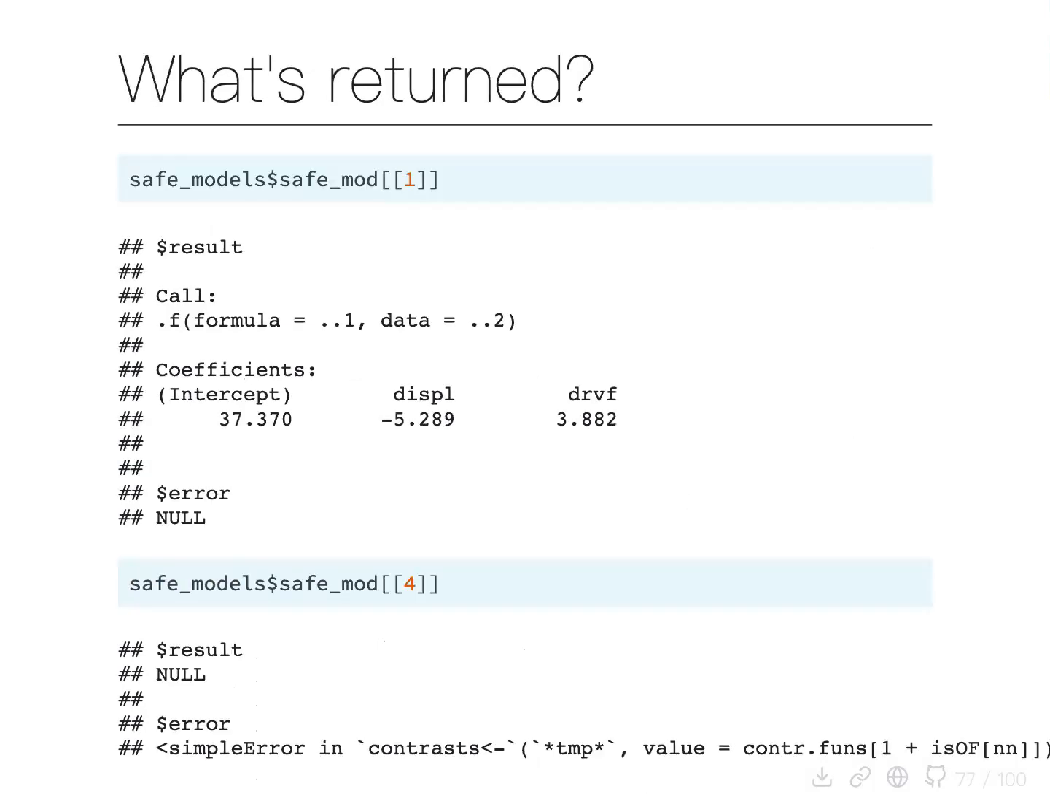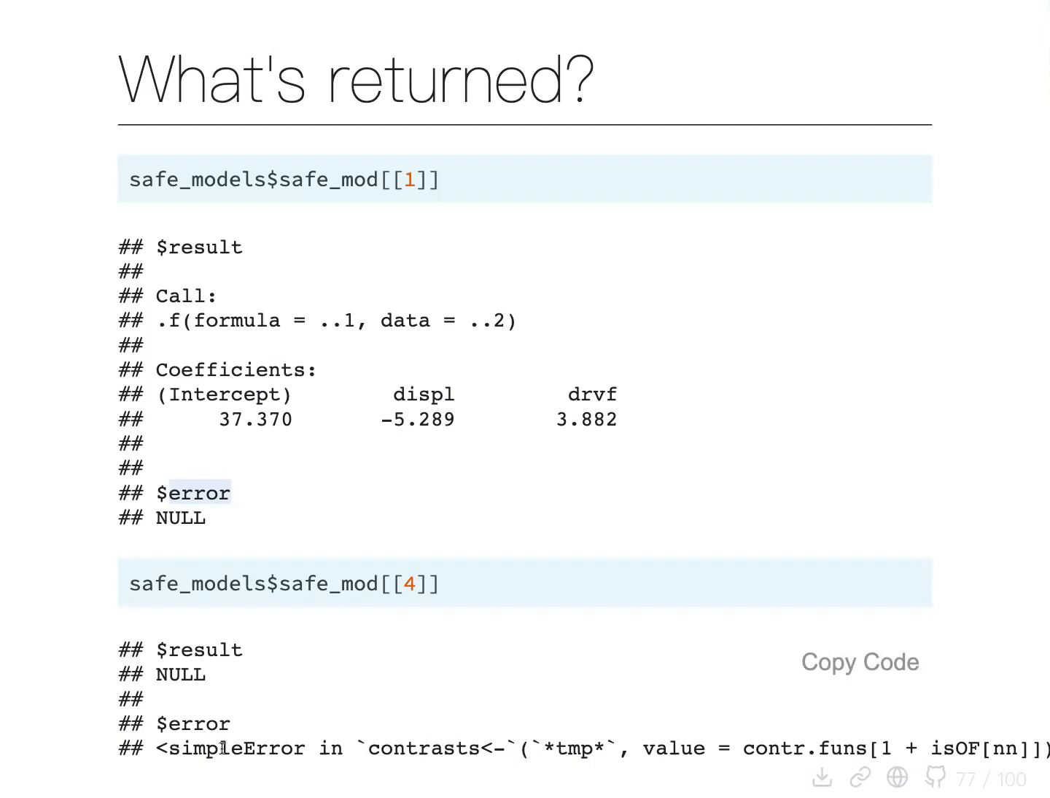So here's an example. When I do safe models, safe mod 1, we see the result and the error. In the first one, the error is null, and we can get the model back from the result. In the fourth one, the result is null, and we get this error back instead. Super useful, really, really helpful.